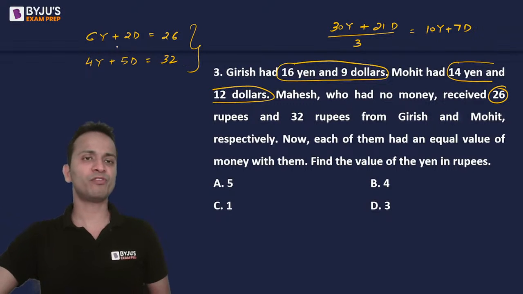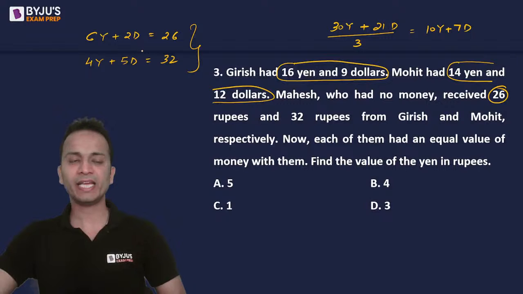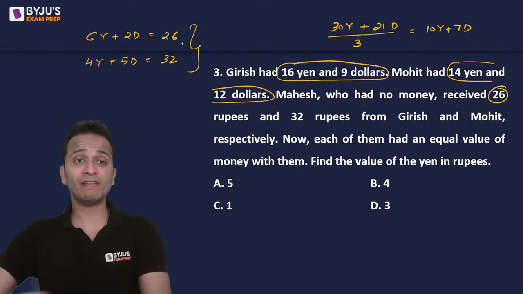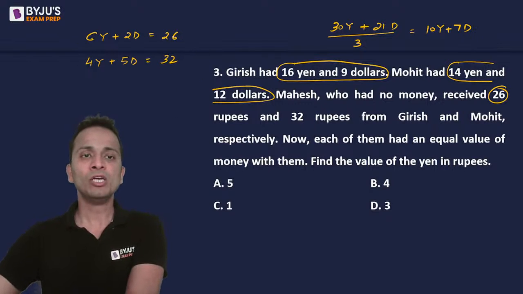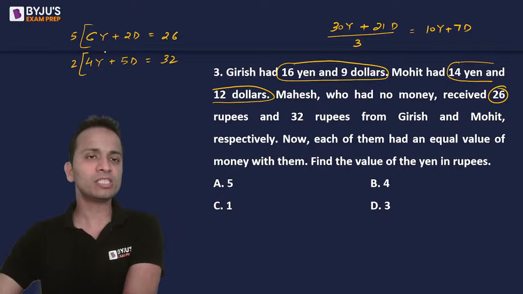You can solve them for y and d and get the value of y. So we have to find the value of y. So I will eliminate the value of d. I will eliminate variable d. So to eliminate variable d, I'll multiply the first equation by 5 and the second equation by 2, and we'll do the subtraction.